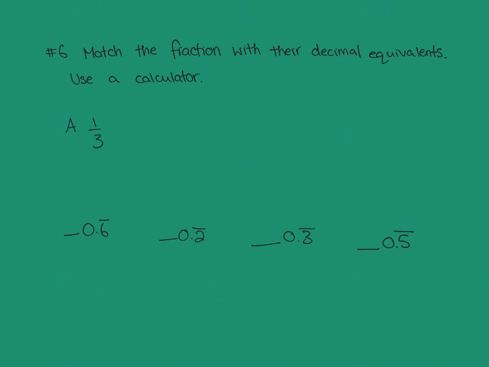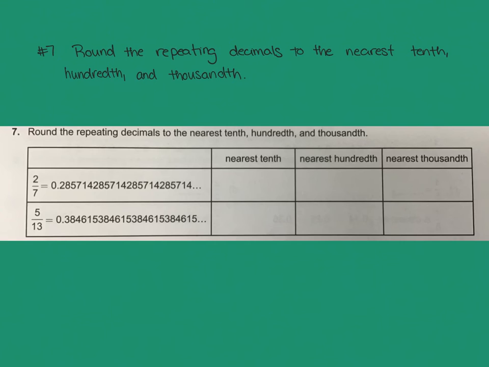Question 6 asks you to match the fraction with their decimal equivalents using a calculator. I've only given you A because that's what I'm going to solve for, but I gave you all of the decimal options in your book so we can see which one matches. Now, if we were to use a calculator, we would see that 1 divided by 3 is 0. followed by an infinite number of 3's, so the 3's repeat. So this is A, so you just write the letter on the line. You'll do the same thing for all of the other fractions, just use a calculator.